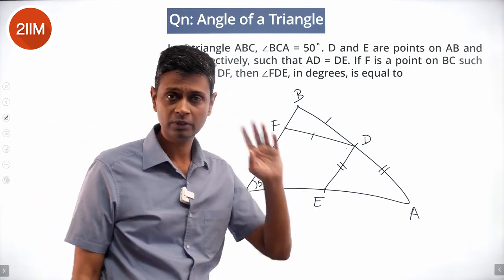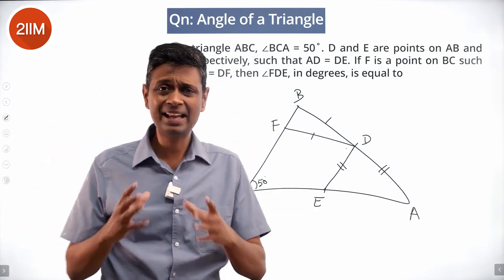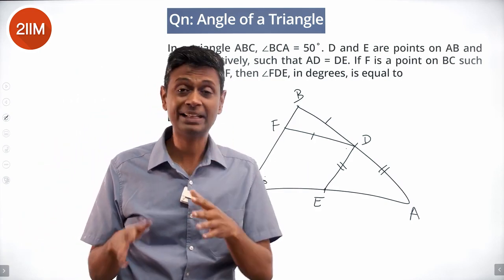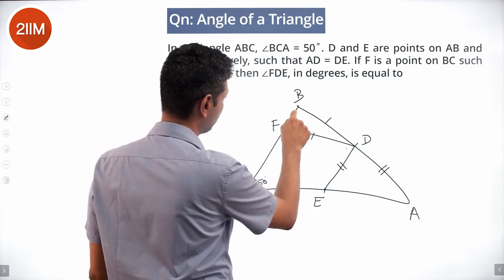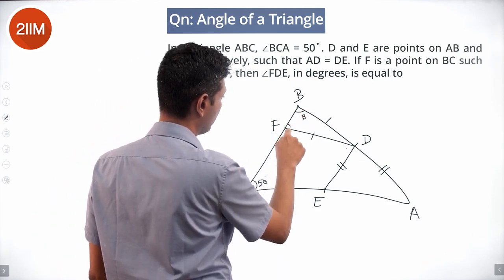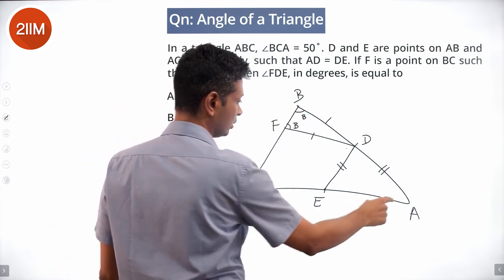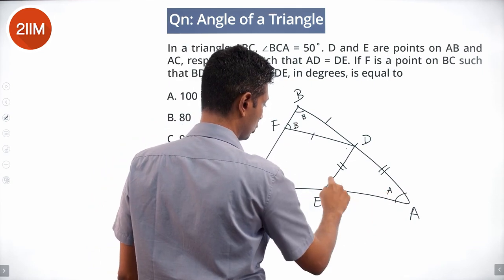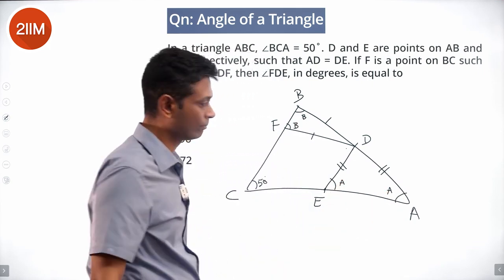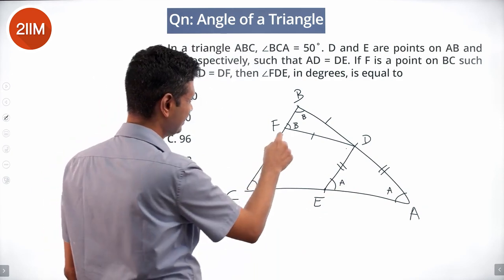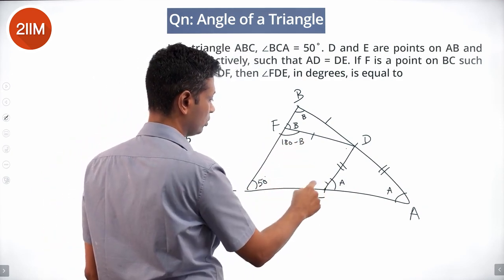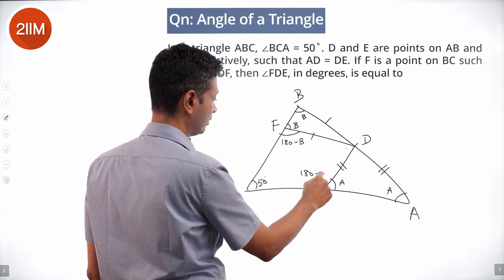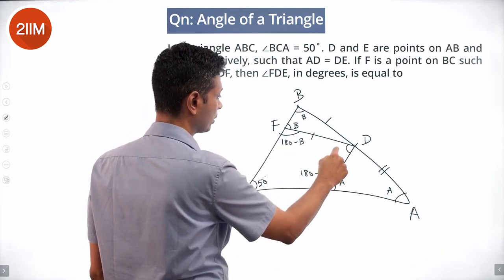This angle. Right? I'm going to talk about angles A, B, and C of triangle ABC as angle A, angle B, angle C. So this angle is angle B. This will also be angle B, isosceles triangle. This angle is angle A. This will also be angle A. Straight away, I can say this angle is 180 minus B. This angle is 180 minus A. What we need to find here is X.